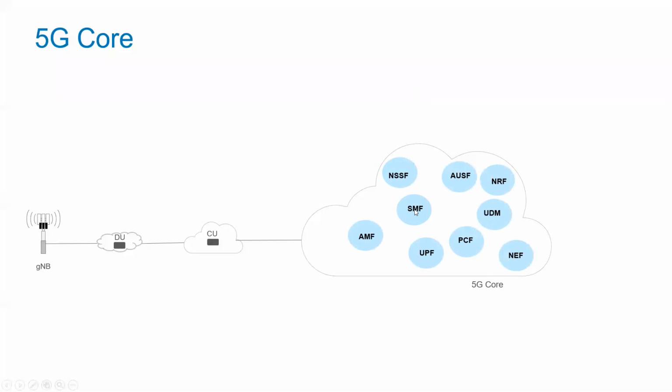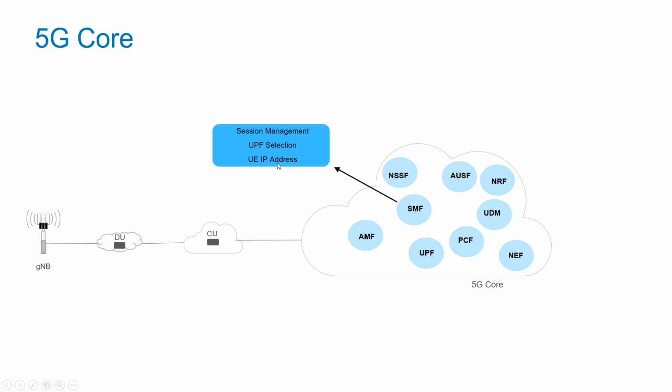So SMF is one of the networking elements in a 5G core. SMF stands for Session Management Function. As the name suggests, one of the main functions of the SMF is managing the sessions for the UEs, and also selecting a UPF for the UE and assigning an IP address for the UE, right?